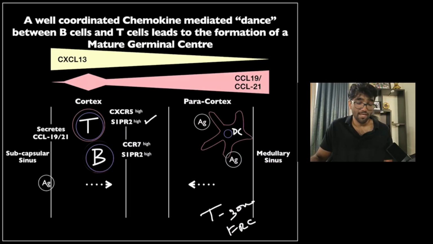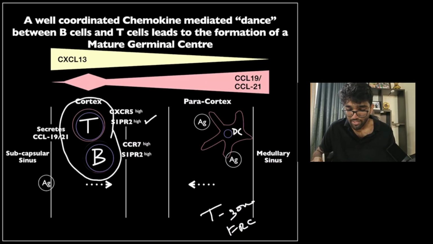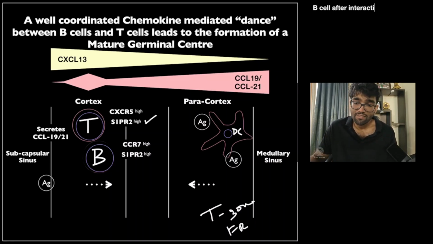The B cell increases its CCR7 expression and sphingosine 1 phosphate receptor 2 expression, resulting in T cells and B cells co-localizing within the cortex, and this through subsequent events ends up forming the germinal center.